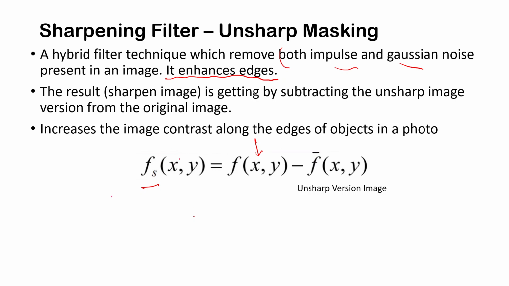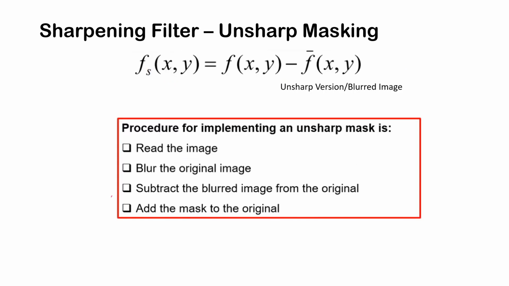Alright, so let's move forward to look at why and how you need to do the unsharp masking. So this is a sharp version, right? This is the original image. This is the blurred image. You have to subtract. This is a bar over here.